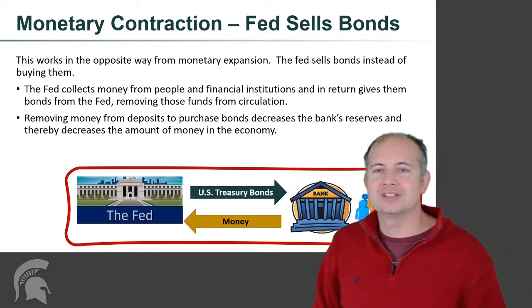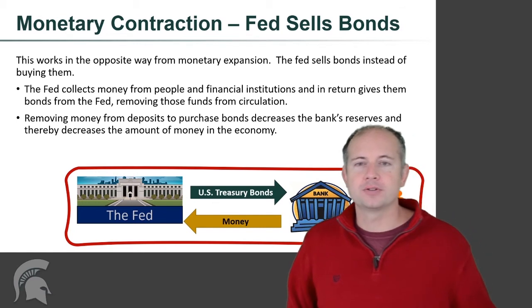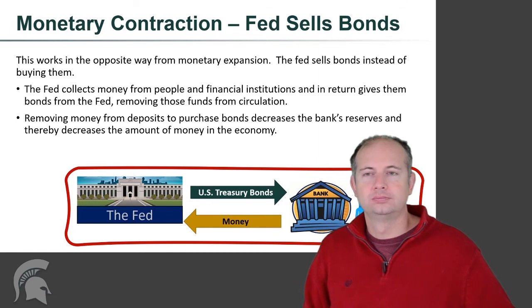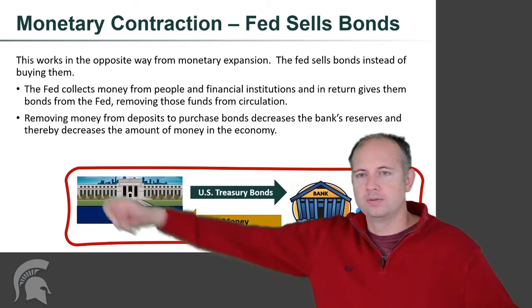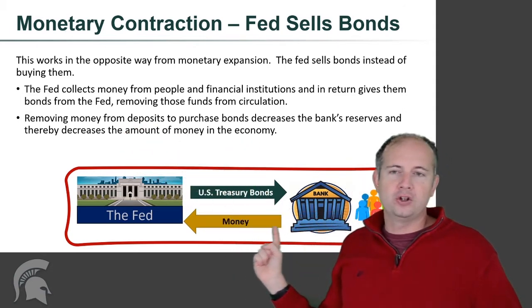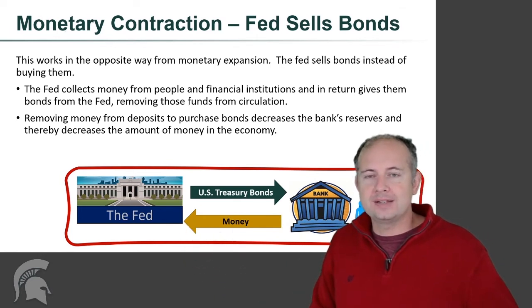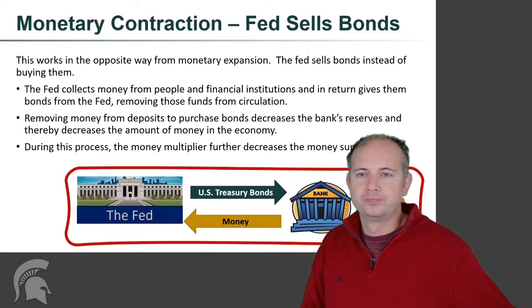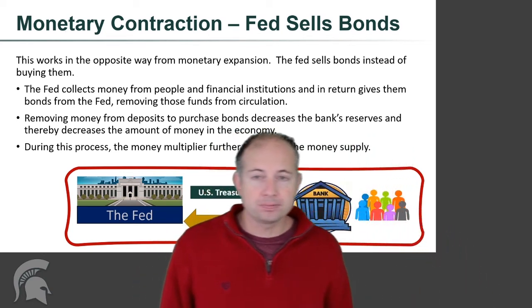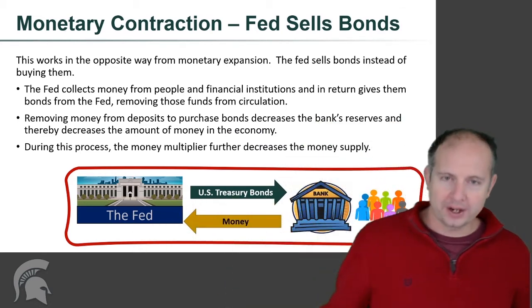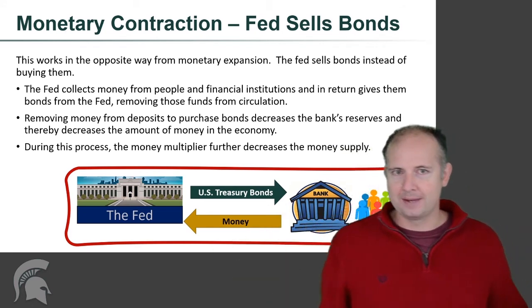Removing money from deposits to purchase bonds decreases the bank reserves and thereby decreases the amount of money in the economy. So again, money is going from the bank vault to the Fed. That decreases the bank's reserves and thereby decreases the amount of money in the economy, and the amount of money that is available to borrow. During this process, the money multiplier further decreases the money supply, right? Michael's not borrowing, which means that the restaurant owner is not borrowing, which means that some other business is not borrowing.